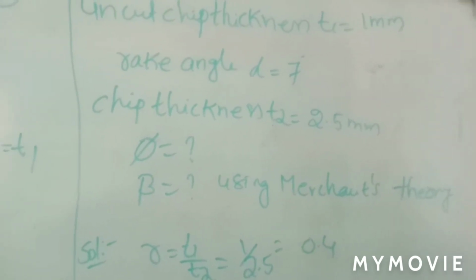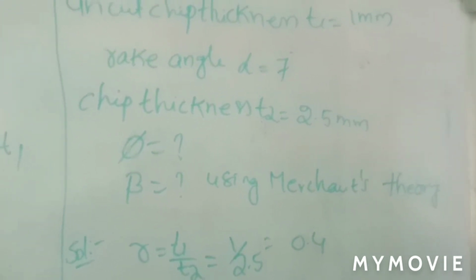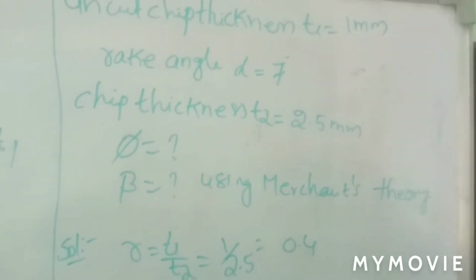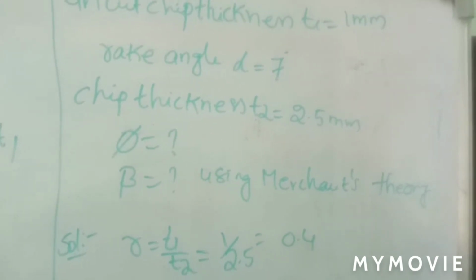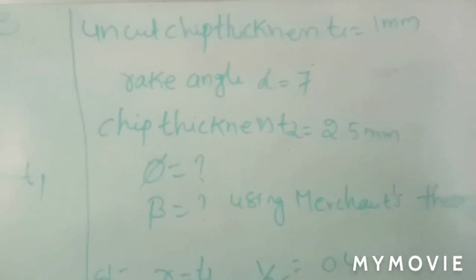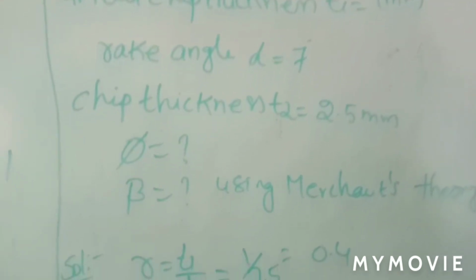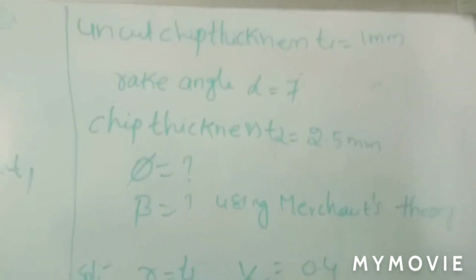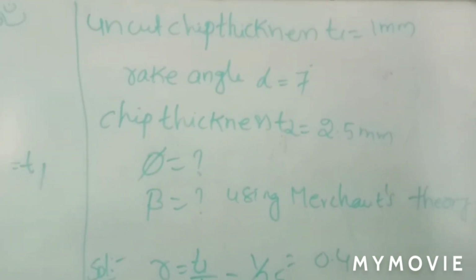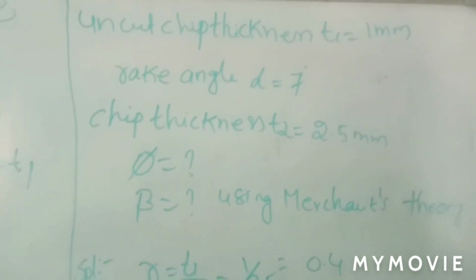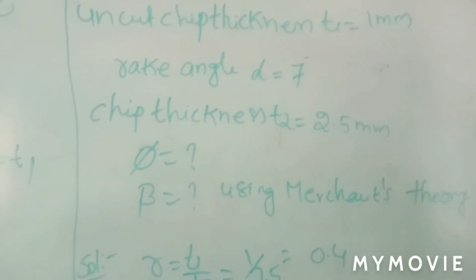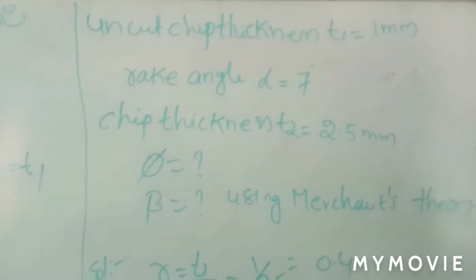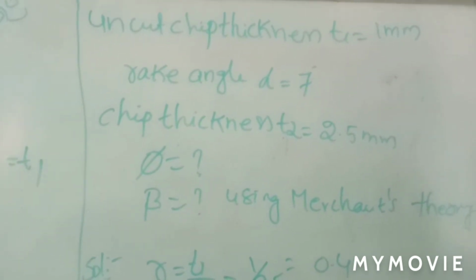If you try to find these values, one should know the Merchant's theory formula. That is 2phi plus beta minus alpha equal to 90 degrees. That is our Merchant's theory. Same here also in this case, in the problem itself they mentioned that you use Merchant's theory. That means in the given data itself they asked us to use Merchant's theory. So whenever you are using Merchant's theory, half of the problem is over directly. No need to worry, very very easy.